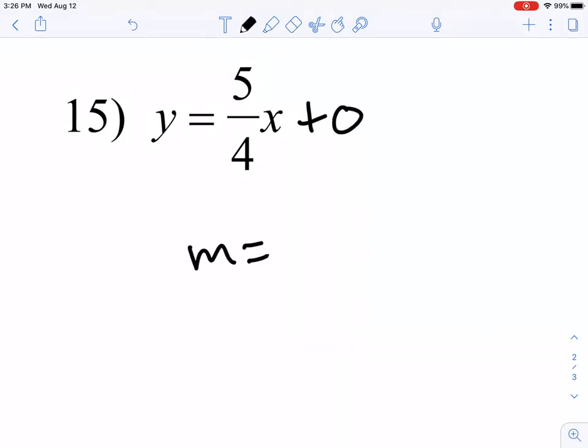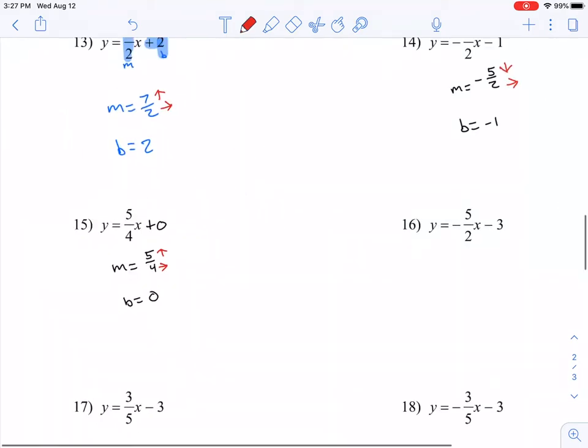M equals 5 over 4. B equals 0. And then this is always right. We're always moving right. And then all we have to do is determine, are we going to go up or down here? It's a positive number, so we're going to go up. Up 5, right 4.